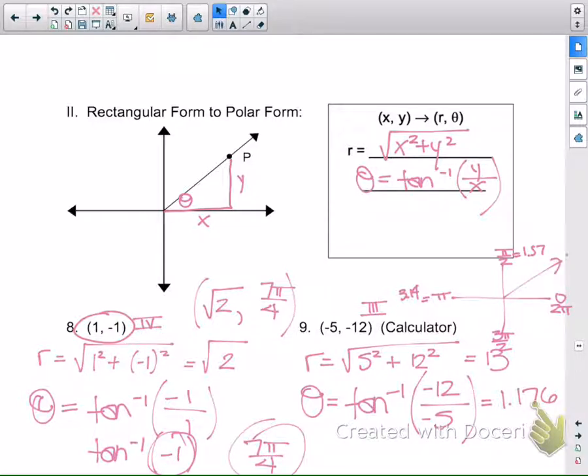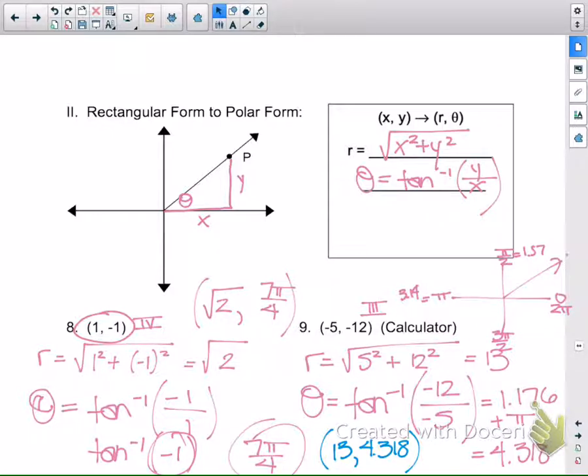If my angle is in third quadrant, how am I going to get the actual answer for this? Add that to pi. Use that as my reference angle, which gives me 4.318 as my radian. So to write my point, I'm going to write my r, then my radian. We prefer to have radians in terms of pi, but if you have to use your calculator, you're never going to get that back out.